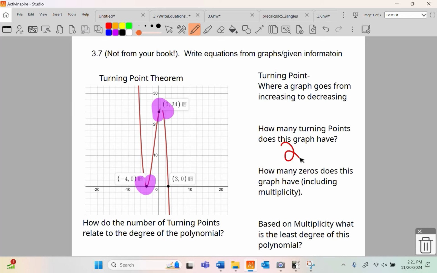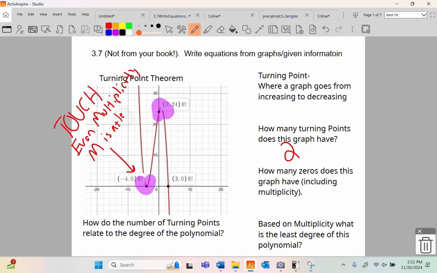Anybody tell me why it might be a 3? Crickets. Okay. This is a touch. That's even multiplicity. Don't memorize things, kids. Even multiplicity. What's the lowest even number you're aware of? 2. Happens. M is at least 2.